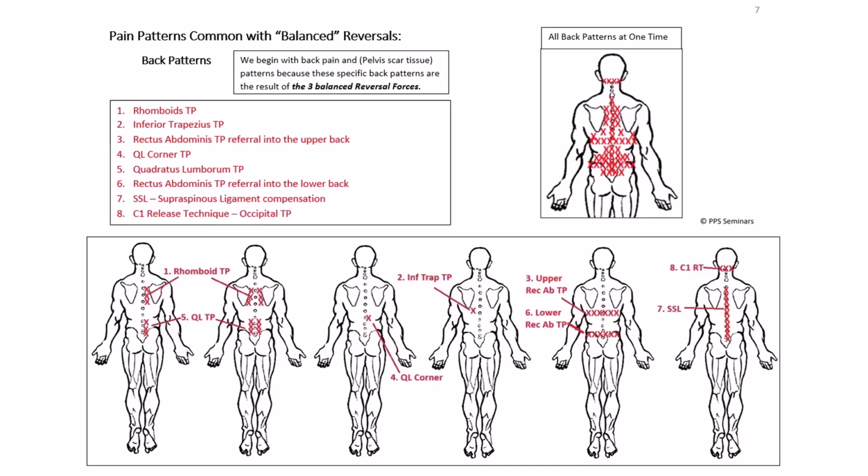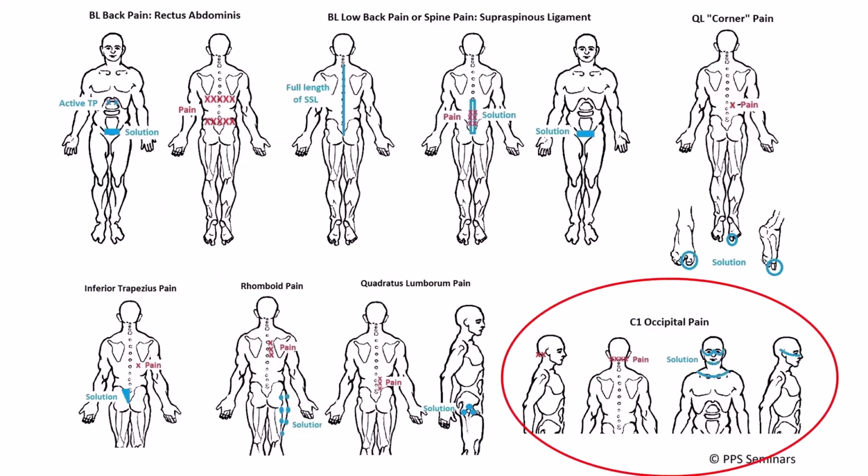The one we're going to be covering today is the C1 Release Technique. That's number 8 on this chart. You can see it down here at the bottom. So what we are going to be learning to do is how to work through the structures of the face, the chin, and the clavicle to change pain along the occipital ridge, or the C1 occipital pain.